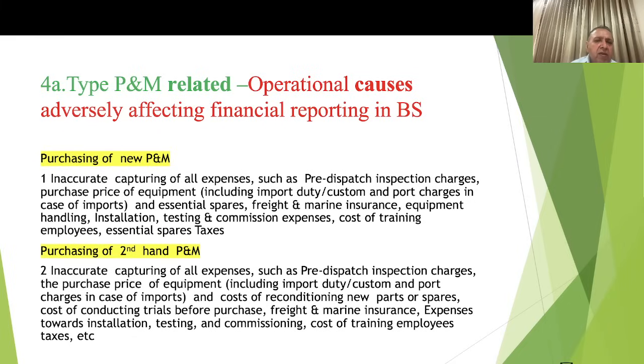Operational causes causing financial reporting issues in the balance sheet related to the plant and machinery. Again, the plant and machinery can be either new or second-hand, so I will take up each one of these separately. Purchase of new plant and machinery.